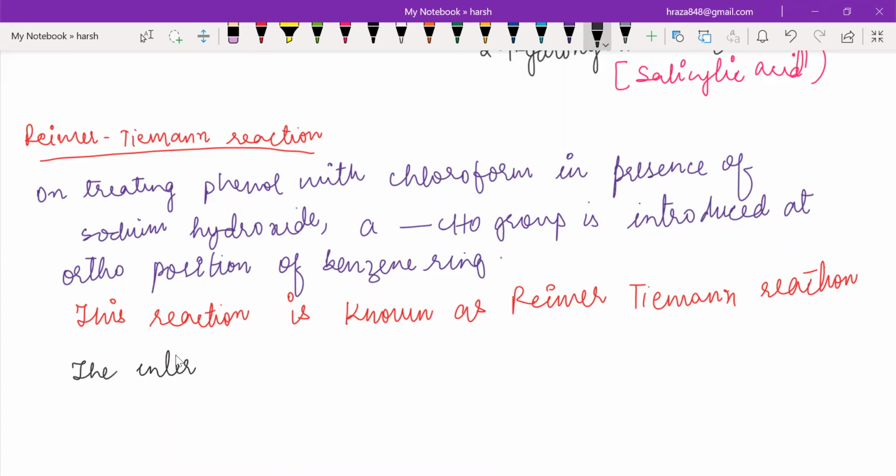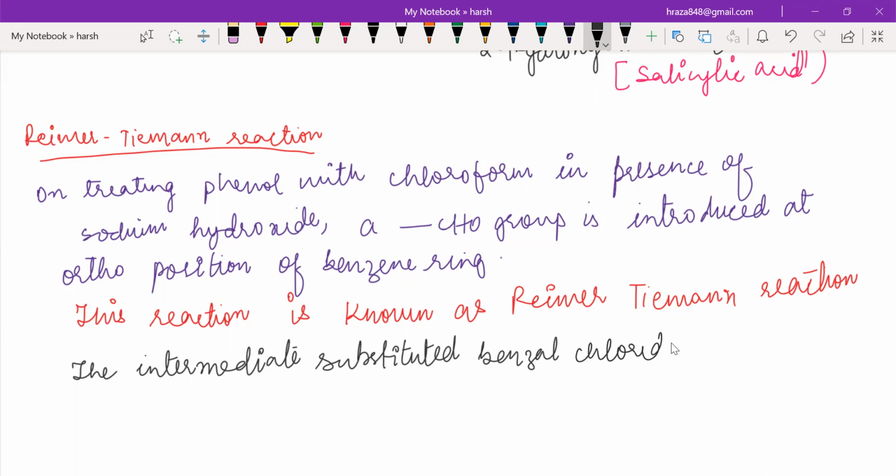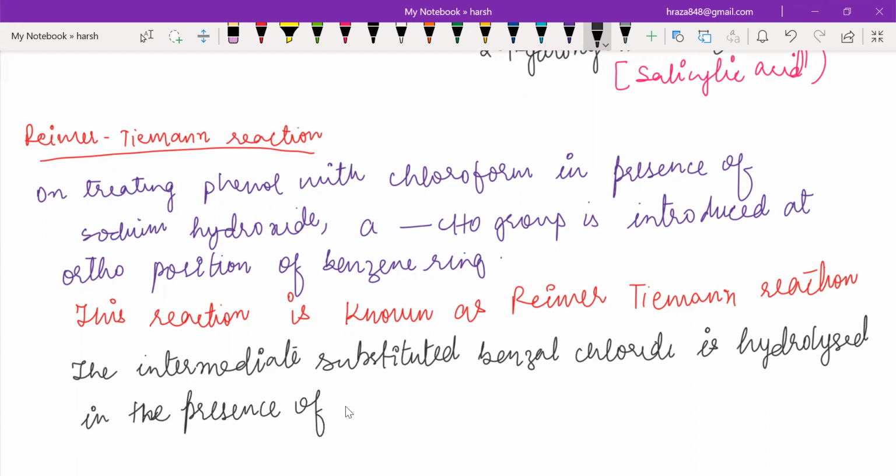Now see, the important point is that there will be formation of an intermediate. That intermediate is very important. The intermediate, substituted benzyl chloride, is hydrolyzed in the presence of alkali to produce salicylaldehyde.